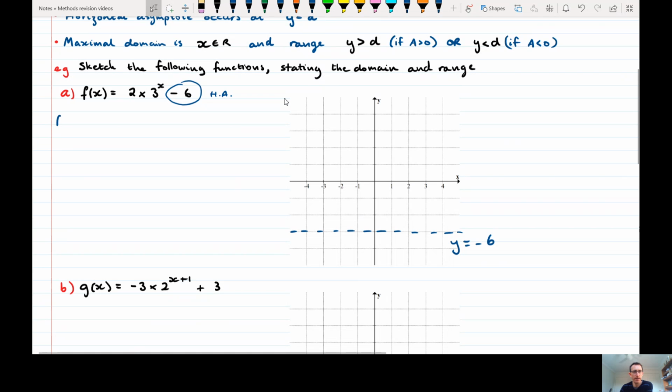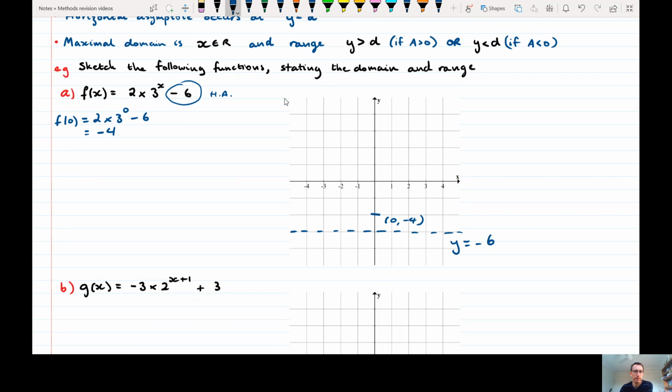We're going to find our y-intercept by letting x equals 0. So f of 0 is 2 times 3 to the power of 0 minus 6. 3 to the 0 is 1. 2 times 1 is 2. Minus 6 is -4. So you have an intercept there at (0, -4).